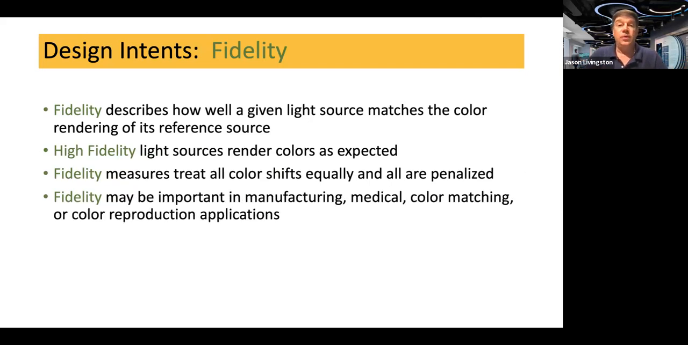There are lots of places where fidelity is and should be the overriding design intent. I think the classic one that lots of people like to give is in medical facilities, right? The color of your skin, of your tissue, the color of the beds of your nails. This gives doctors and other healthcare providers important information. So we don't want to distort those colors at all. We don't want to choose a light source that's going to make people look rosier and healthier than they in fact are.